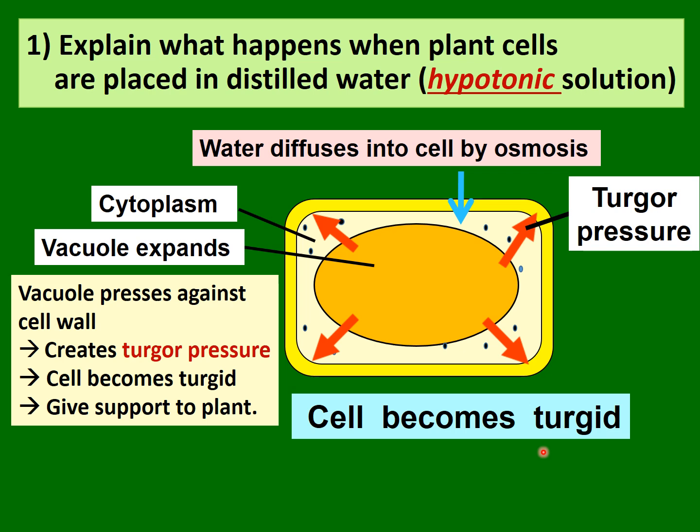So what are the benefits to the plant when the cells are turgid? It will provide support. It will help the plant to stand upright vertically and the leaves to be extended horizontally to maximize photosynthesis when the leaves are exposed to the sun. And also the guard cells in the leaves will become turgid and they will open the stoma for photosynthesis. So there are benefits to the plant when the cells are turgid.